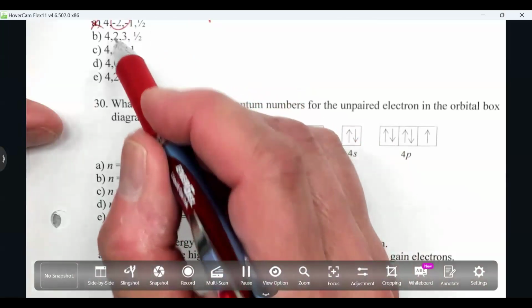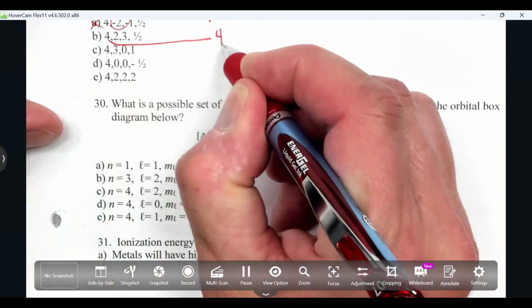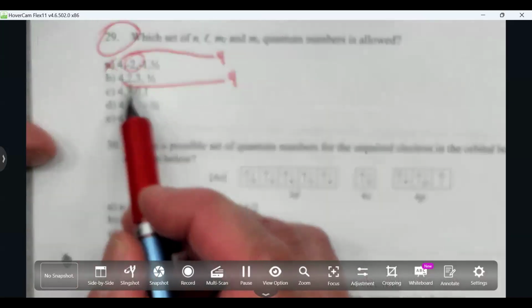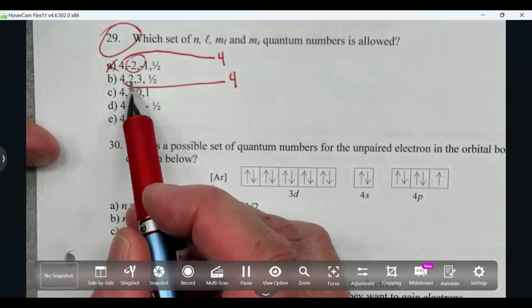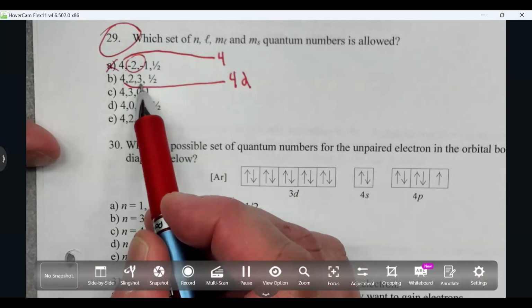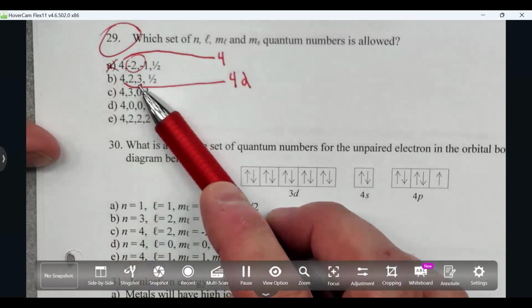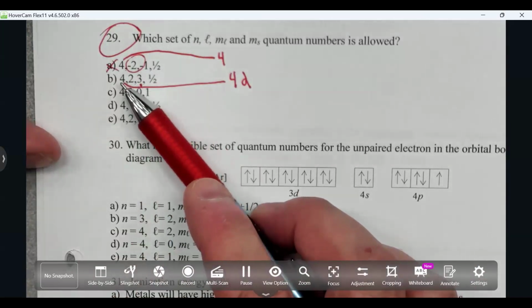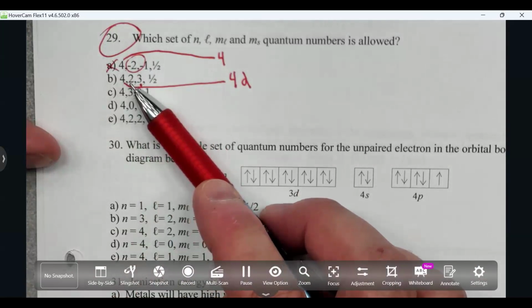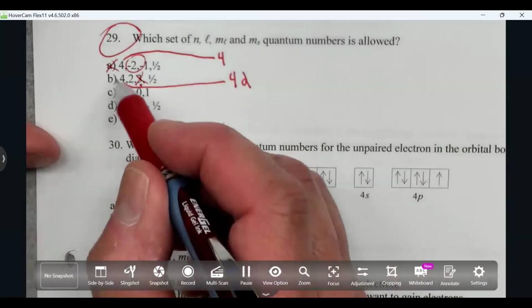Well, let's take this one. We've got level 4. So this would be a 4. What does this 2 represent? 0 for an S, 1 for P, 2 for D. So this would be a 4D. My third number can't be a 3, correct? 4, 2 is fine. My third number goes from -2 to +2. So I can't have a 3 for my third number. That makes that one junk.